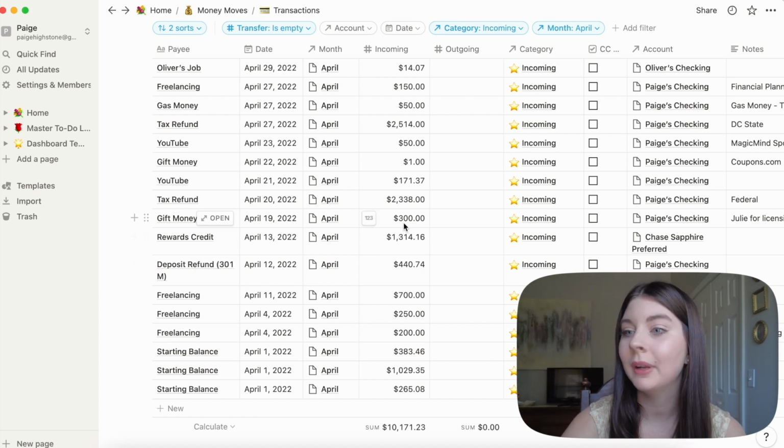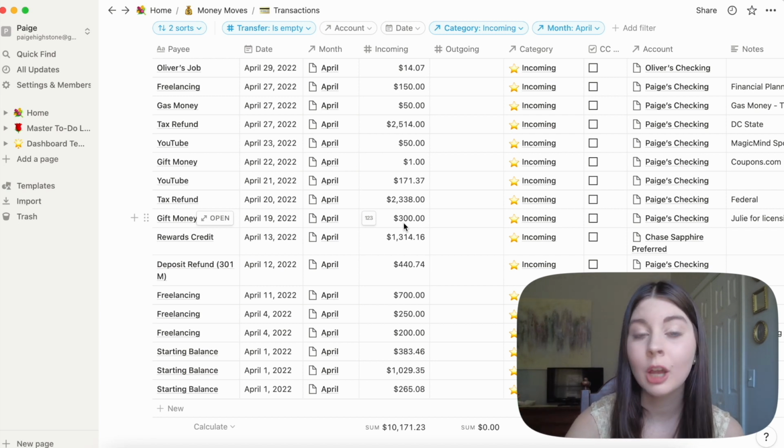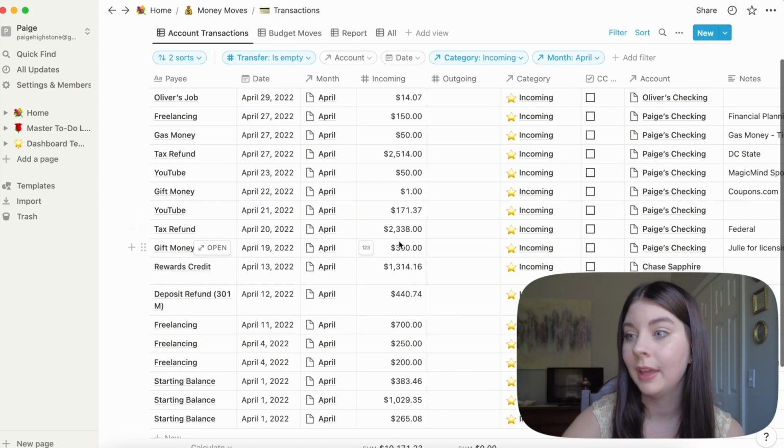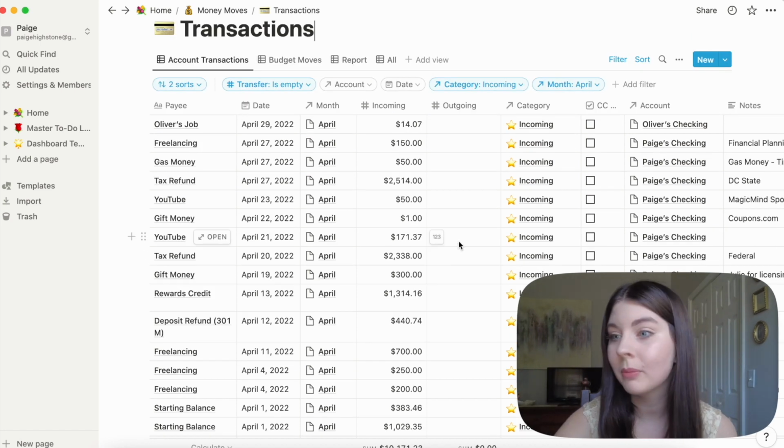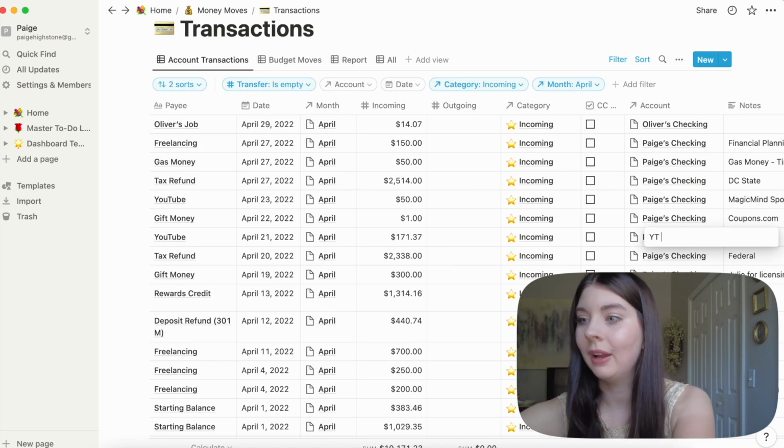Then we have gift money of $300. So again, my friend Julie decided to front me the money to get my insurance and financial license through the state of Florida. So I have that incoming $300 from that. Then we had our federal tax refund, which was $2,338. Then we got our YouTube income for the month, which I realized I never put a note here.